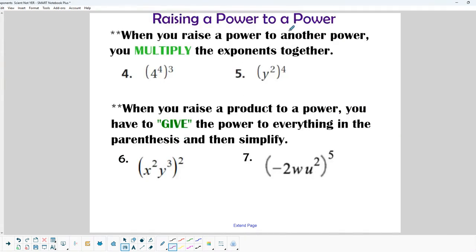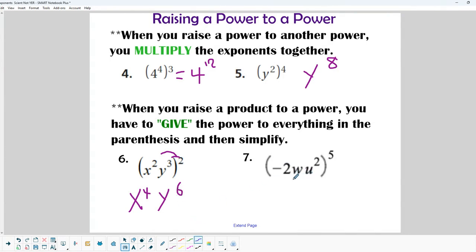All right, then another rule that we had was whenever you raise a power to a power, you just multiply the exponents. So this one would just then end up being 4 times 3, which would be 4 to the 12th power. This would be 4 times 2, which would be 8, so y to the 8th power. This one we'd have 2 times 2 and 2 times 3, so that would be x to the 4th power, y to the 6th power.